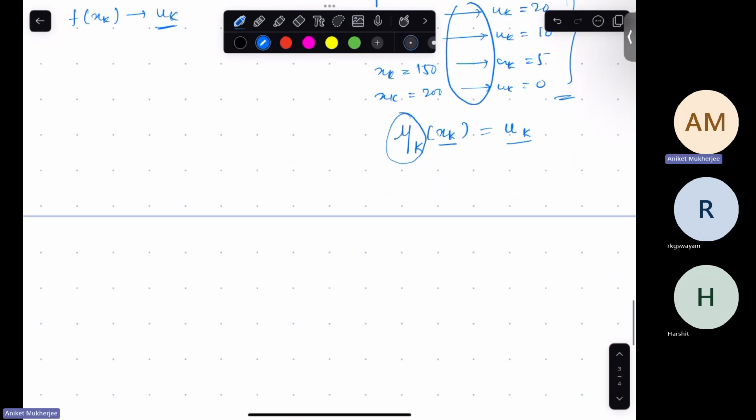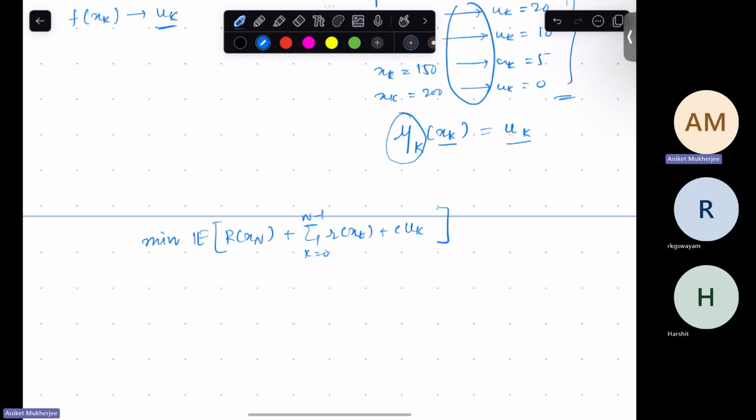So now I'll try to minimize the same thing. But now instead of minimizing over u zeros, I'll be minimizing over mu's. So this is a sequence of strategies. Now you're searching in the space of functions. You're not searching in the space of vectors anymore, right?